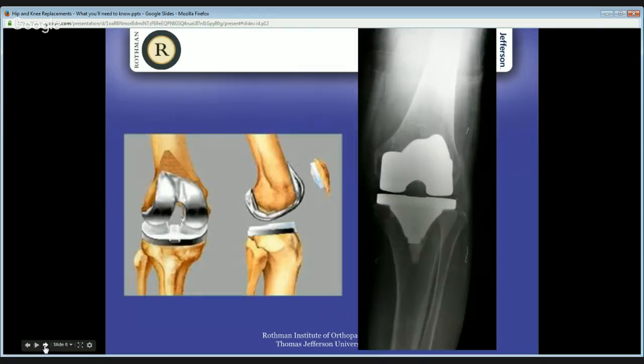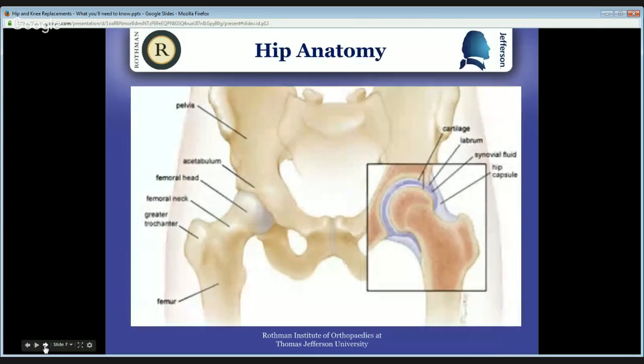For hip anatomy, this is what we're talking about in regards to where does it hurt. So when a patient comes in and asks, where does it hurt? What you're looking for is actually the groin. And the groin is this area here. The ball and the socket is actually deep inside.